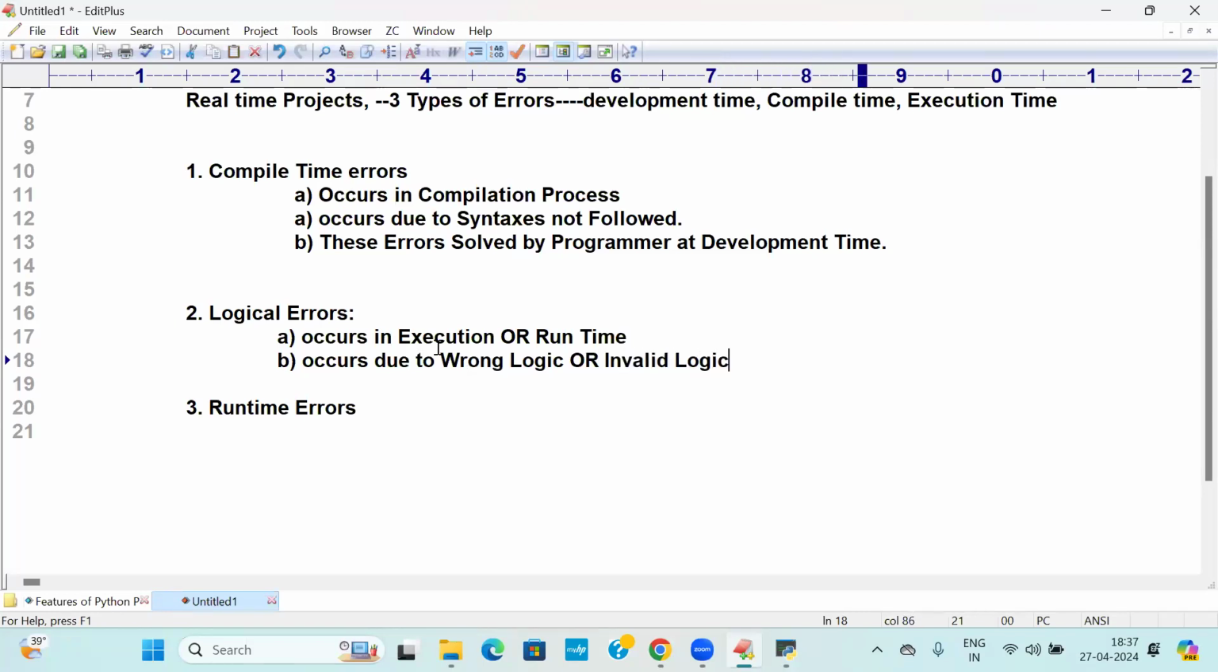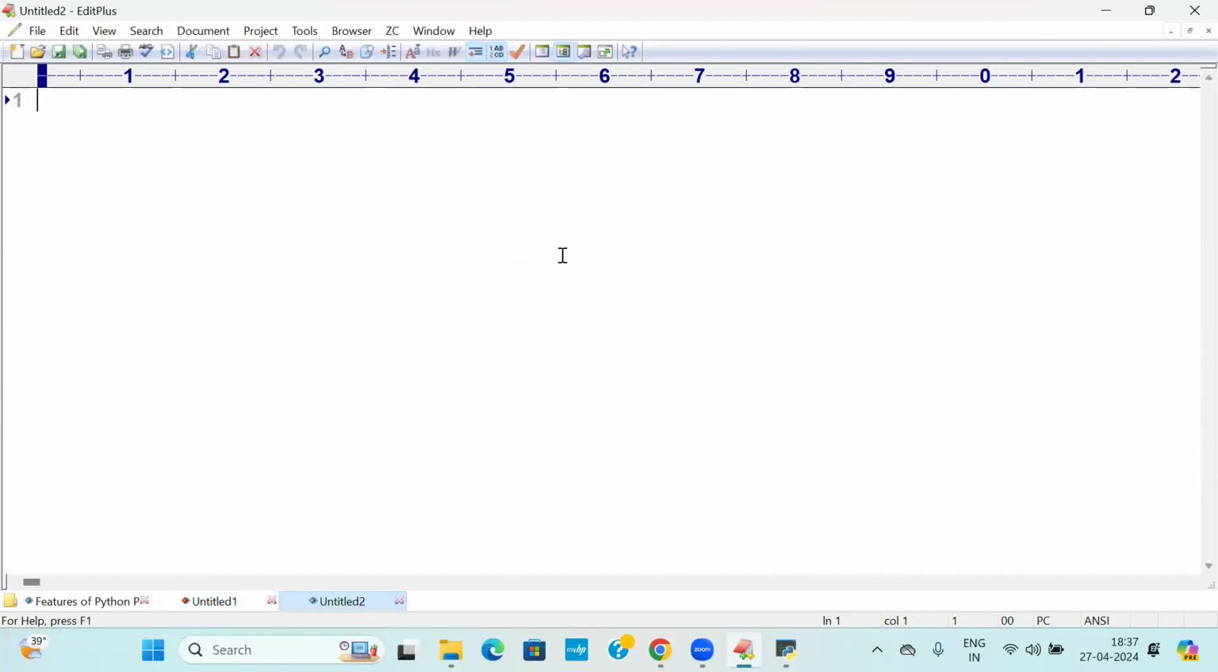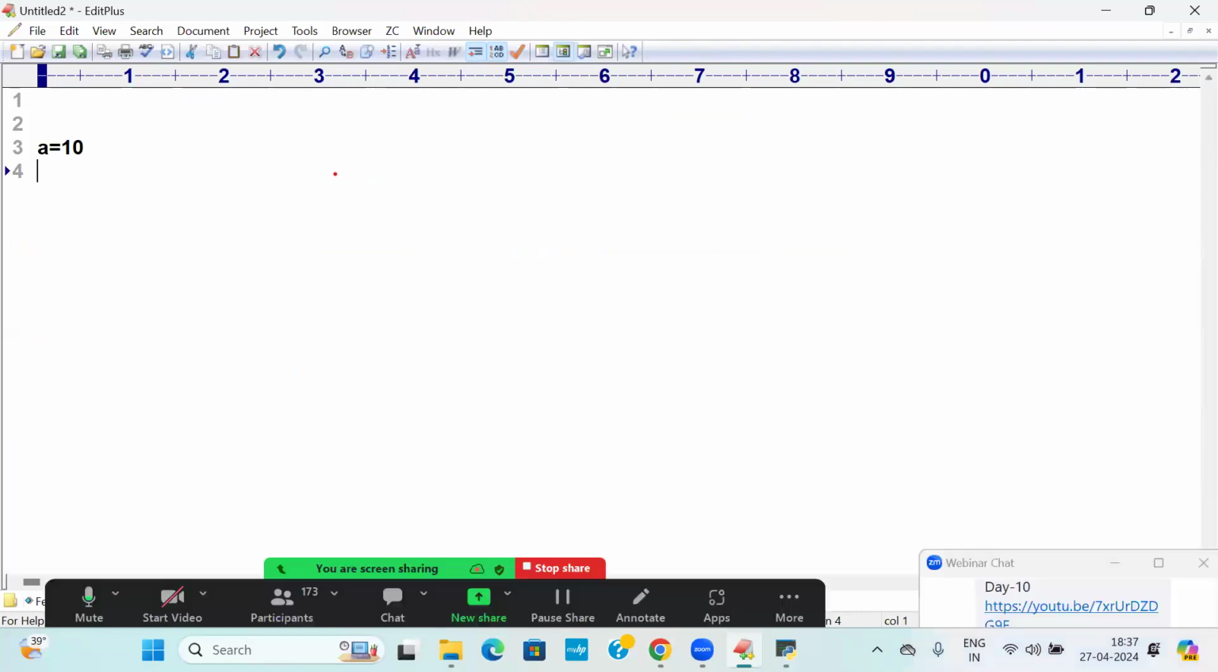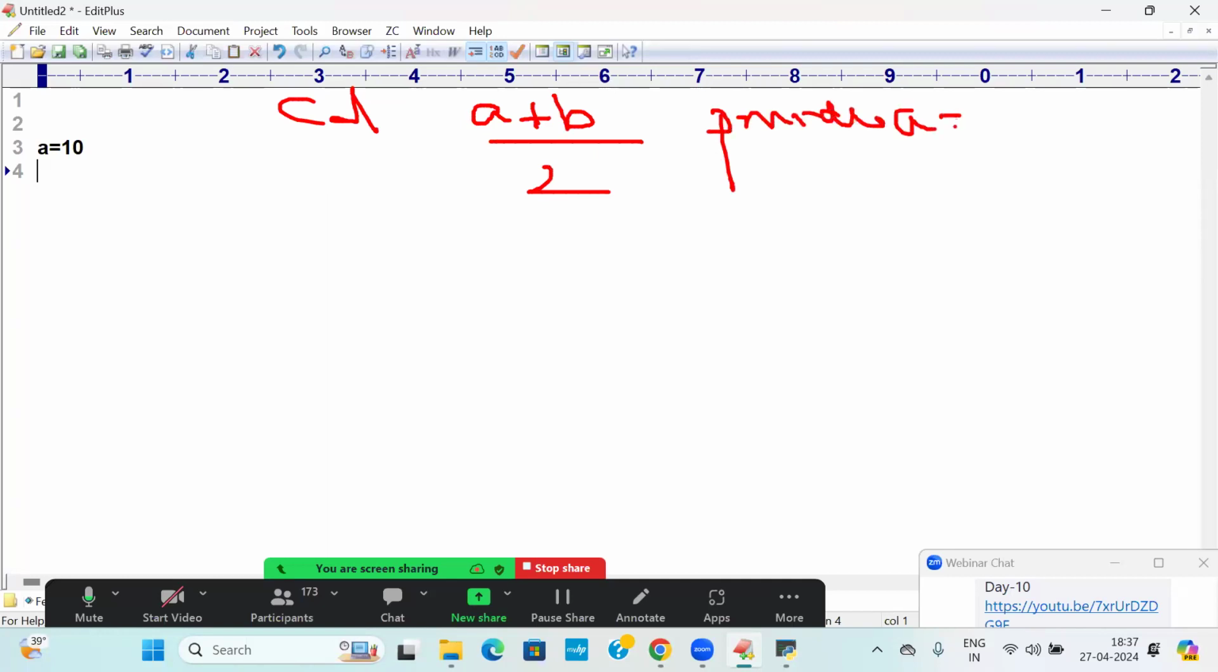Let me give an example so that it will be more clear. Let us take an example. A is equal to 10. Somebody asked a question: calculate A plus B by 2, provided A is equal to 10 and B is equal to 3. How do you calculate this now?